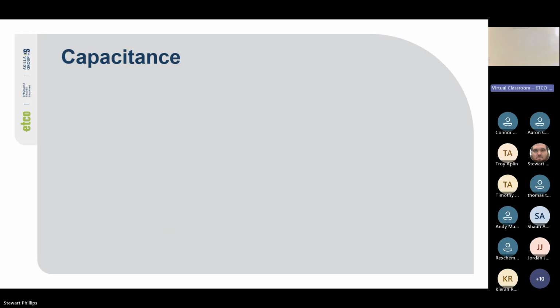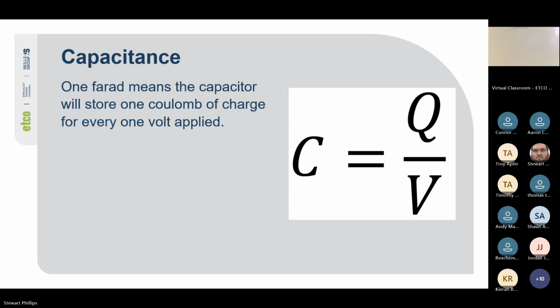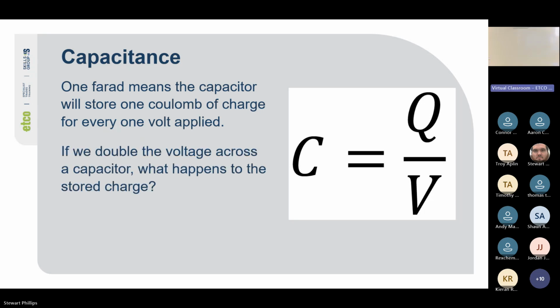Cool. So we can look at it in a different way though. Capacitance is equal to the charge divided by the voltage. So 1 farad means the capacitor will store 1 coulomb of charge for every 1 volt applied. Cool. So if we double the voltage across the capacitor, what happens to the stored charge?